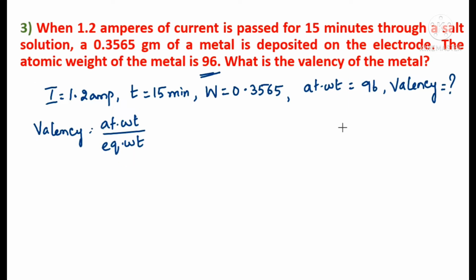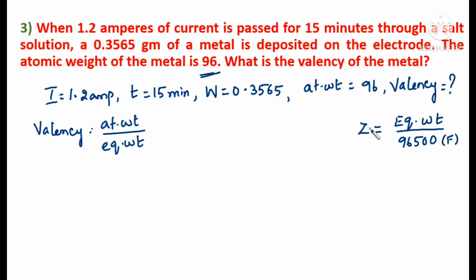See, equivalent weight can be calculated using electrochemical equivalent. Z is equal to equivalent weight divided by 96,500. We do not know the metal, what the metal is. If the metal is given, it's possible to calculate equivalent weight. What is 96,500? It is Faraday, right? So using this formula, it's possible to calculate equivalent weight.